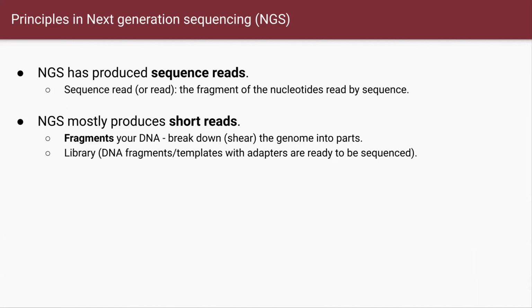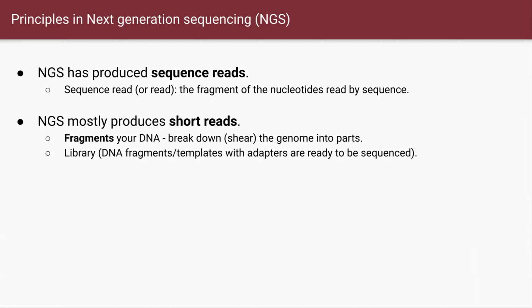Once you get these fragments, you add adapters onto them. We call this the library, right? So a library is the DNA fragments from the genome sequence, with adapters at the ends. Then you put it into the sequencer, right? Once you have those fragments, or library, literally these are pieces of information from the entire DNA sequence. So we have partial information, the short reads of your DNA sequence.